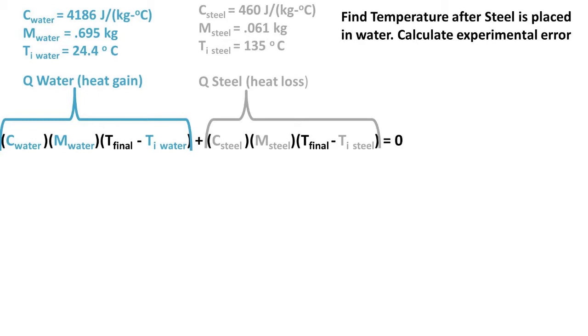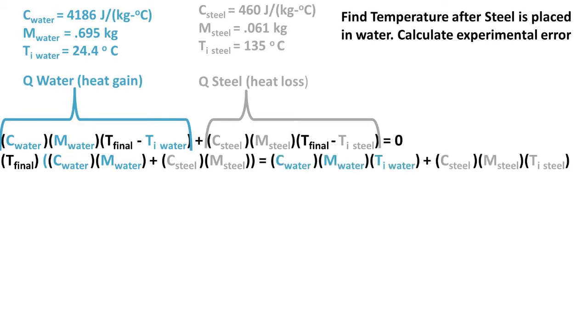We want to solve for the final temperature, so we can see that the final temperature is common between the water and the bolt. This means we can factor out the final temperature and multiply the final temperature times the specific heat of water times the mass of water plus the specific heat of steel times the mass of steel. We can also take the specific heat times the mass times the initial temperature of the water and the steel and add it to the other side of the equation.